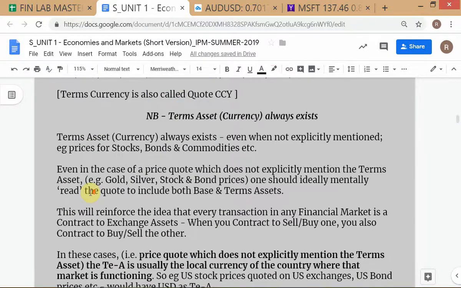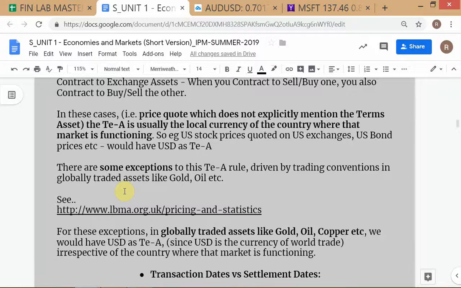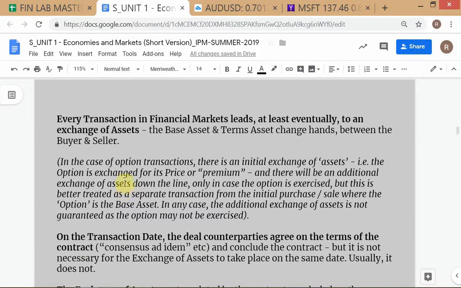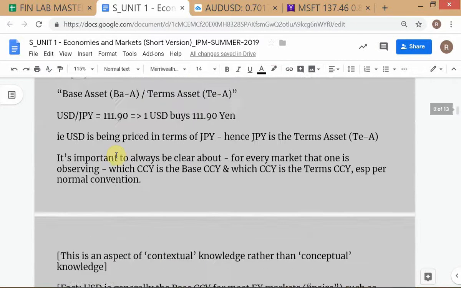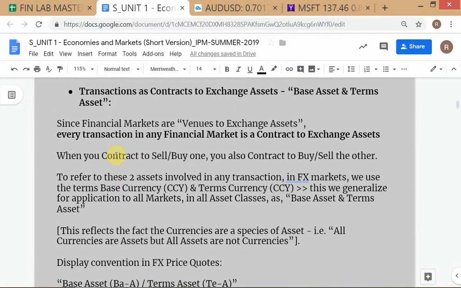So we are covering all this. We've covered all these terms. Asset always exists. Okay. Exceptions to this rule. So remember that we said that every transaction in a financial market is a contract to exchange assets. Remember this, okay? A market is a venue for exchanging assets. You have base asset and terms asset. There are some conventions in every market which determine what is the base asset, what is not, okay?